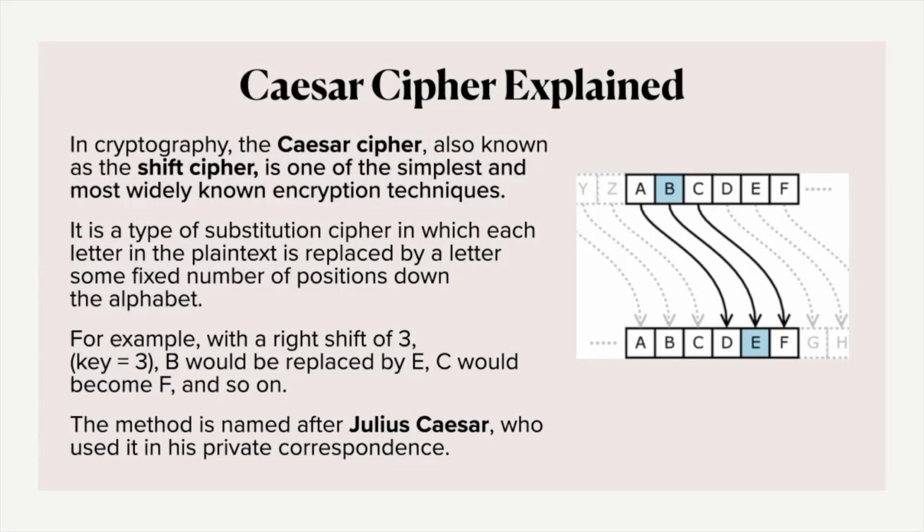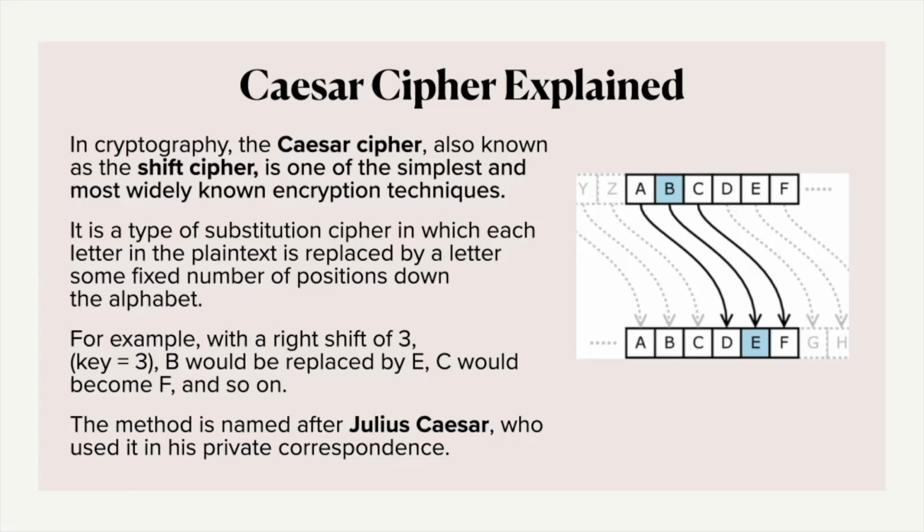So first, I'll quickly explain what the Caesar cipher is. In cryptography, the Caesar cipher, also known as the shift cipher, is one of the simplest and most widely known encryption techniques. It is a type of substitution cipher in which each letter in the plain text is replaced by a letter some fixed number of positions down the alphabet.